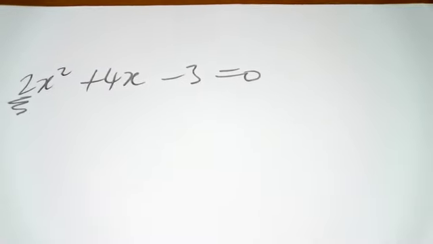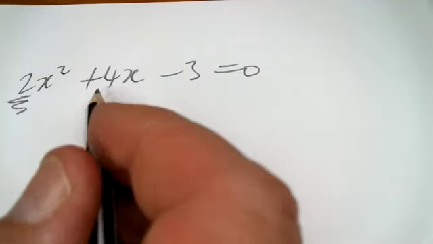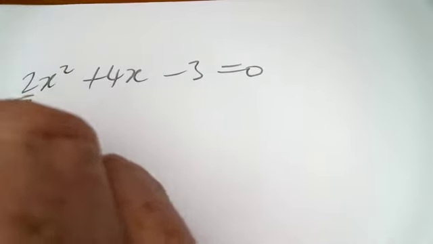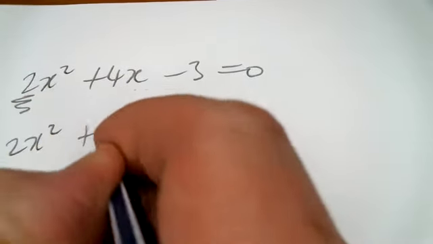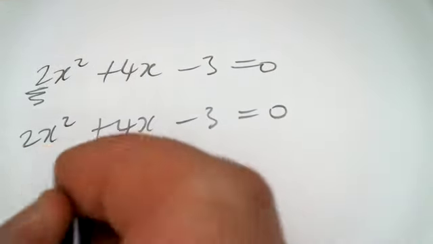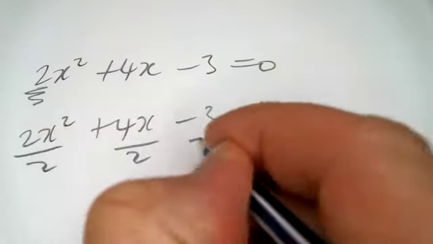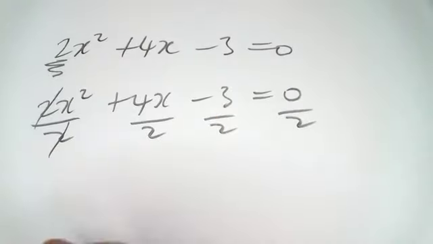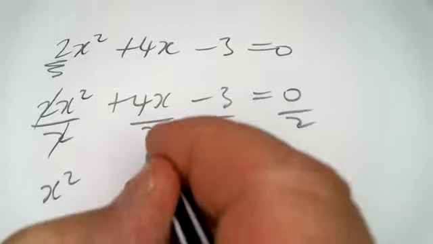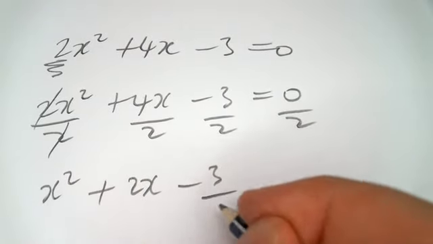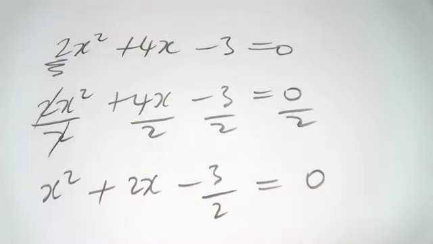So the first thing I'm going to do is I need to be dealing just with an x. So I'm going to divide all of this. I'm going to restate the question, but I'm going to divide everything by the thing that will get rid of that 2. So I'm going to divide this by 2, this by 2, this by 2, and of course this by 2. So 2 divided by 2 leaves me with an x squared. A 4 divided by 2 gives me a 2x. And I've got a negative 3 on 2 is equal to 0.